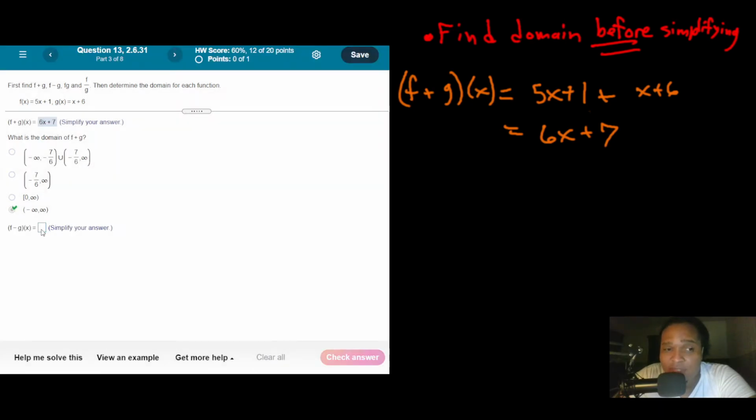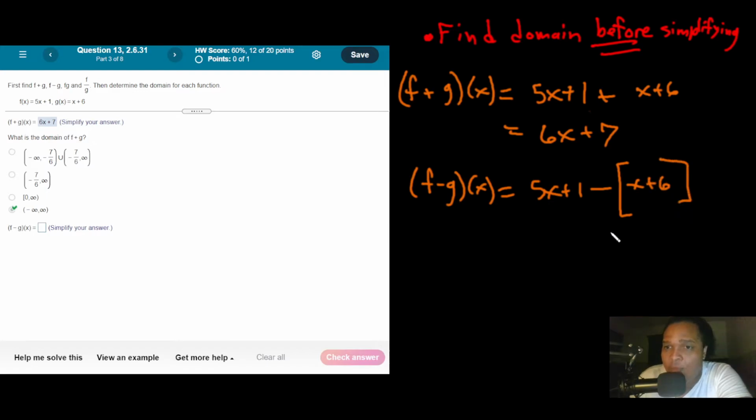Now we're going to take the f minus the g. So this is f minus g. They're both of x. Just take your f, 5x plus 1, and minus the entirety of whatever your g is. And notice I'm using a bracket instead of a parentheses. I just like to use a big bracket. You can use whatever you like. So this is your f of x minus your g of x, x plus 6. Just put it right in there.